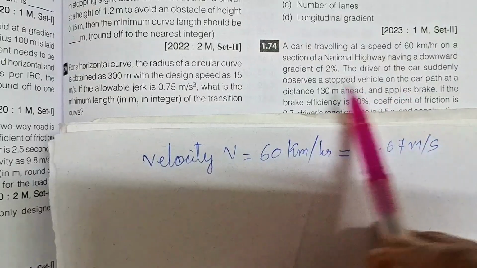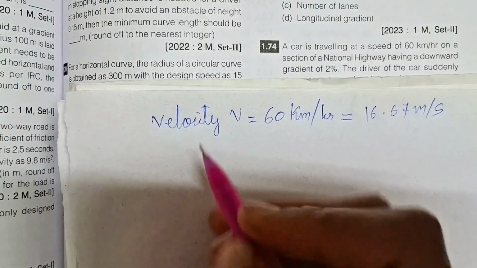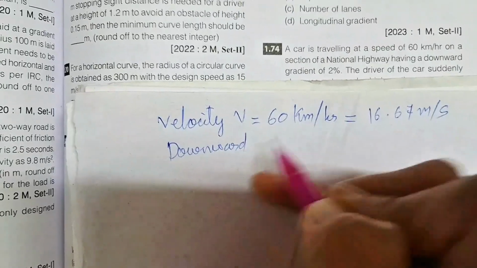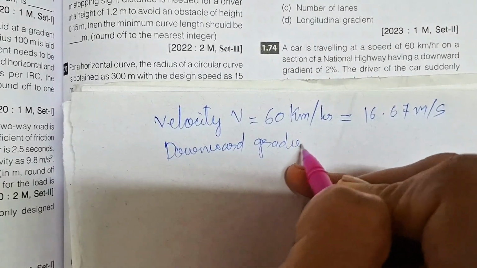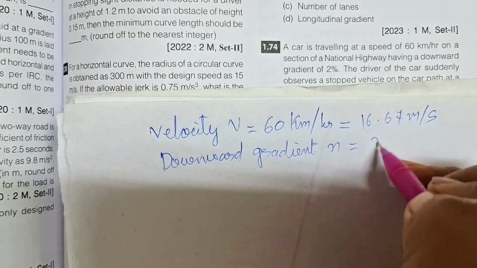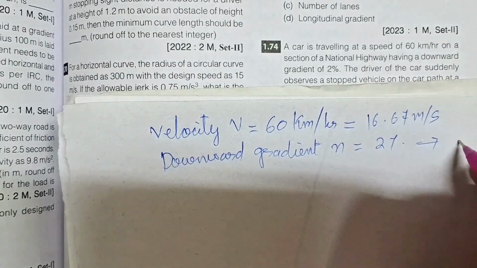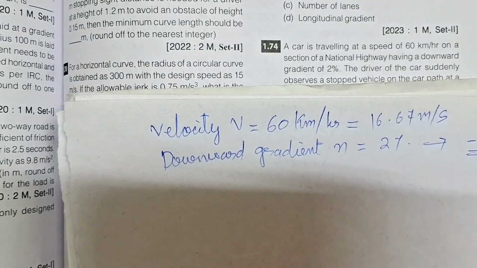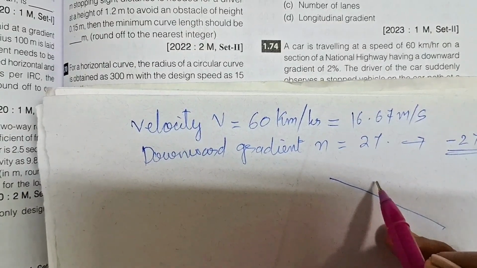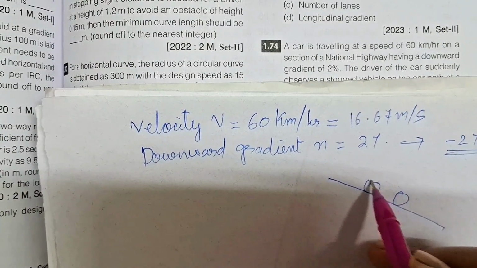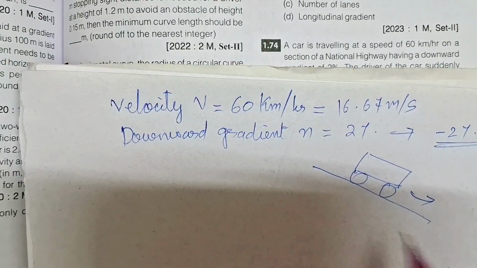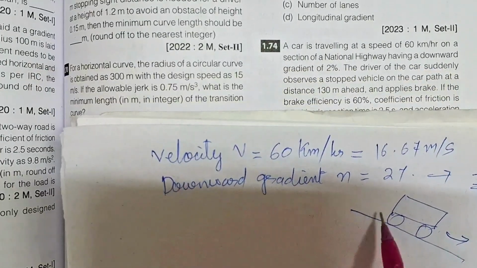Then they have given us downward gradient n, that is 2%. So we will take minus 2% basically. Okay, because it is in downward gradient means the vehicle is moving like this. Okay, in downward direction. This is the movement of vehicle. So that is downward gradient.